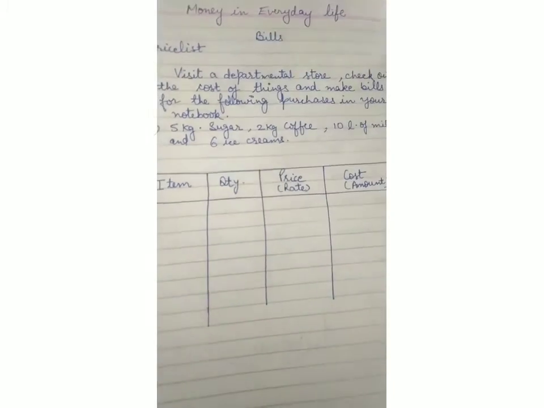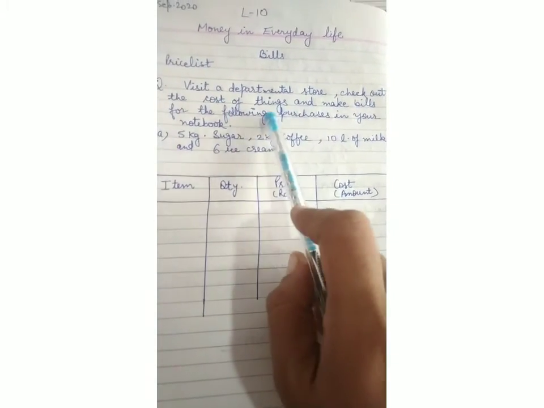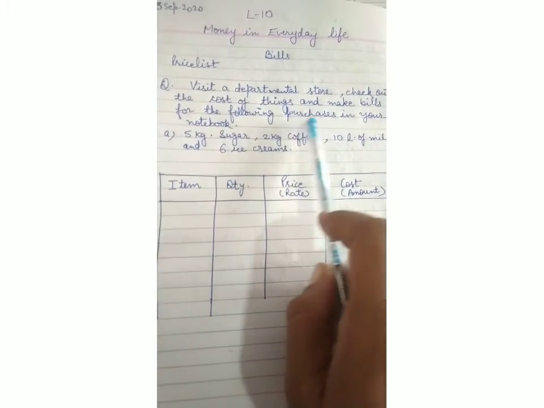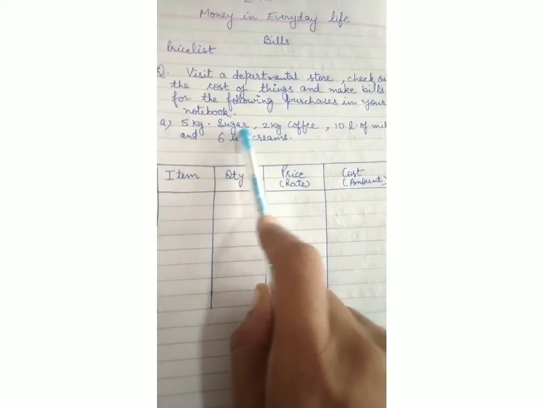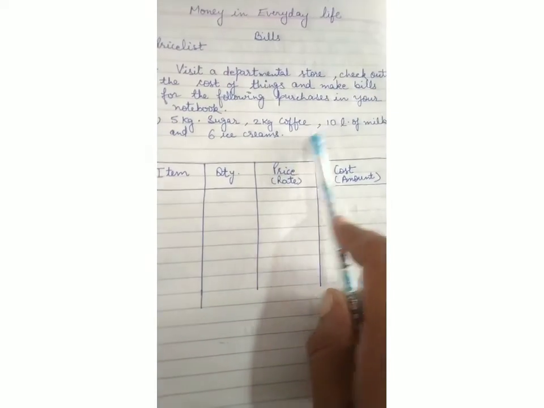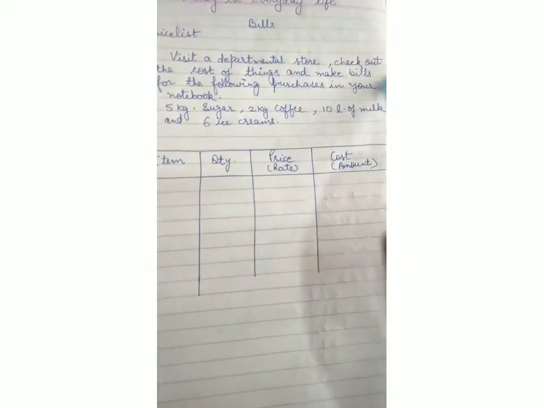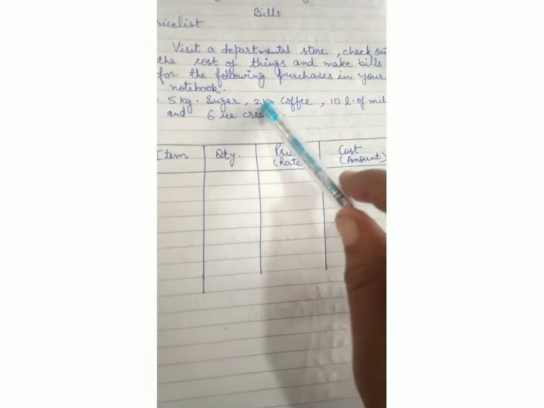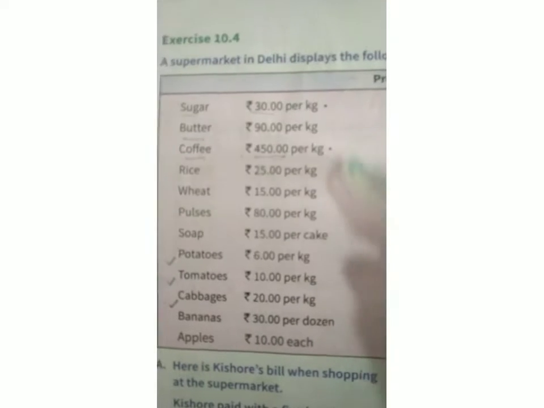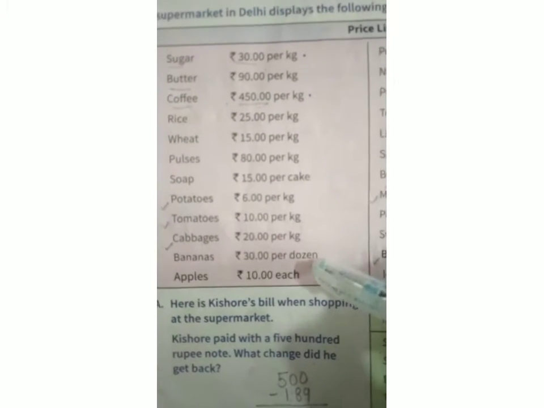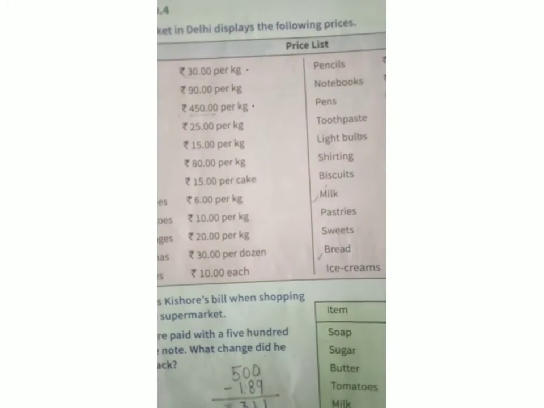So here I have taken one question for you. Visit a departmental store and check out the cost of things and make bills for the following purchases in your notebook. My purchases are 5 kilograms of sugar, 2 kilograms of coffee, 10 liters of milk and 6 ice creams. For making the bill, first of all, I need the price list. So children, this is my price list. Okay. So I will write the price of the items from this list.